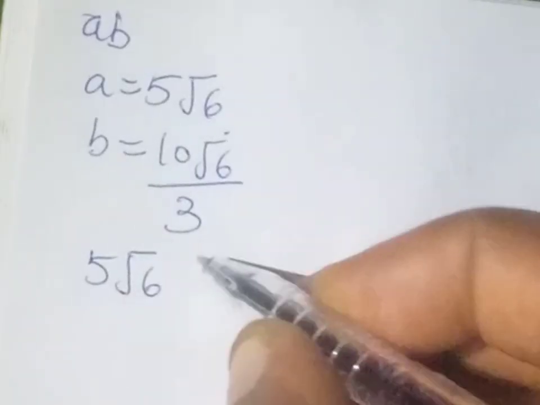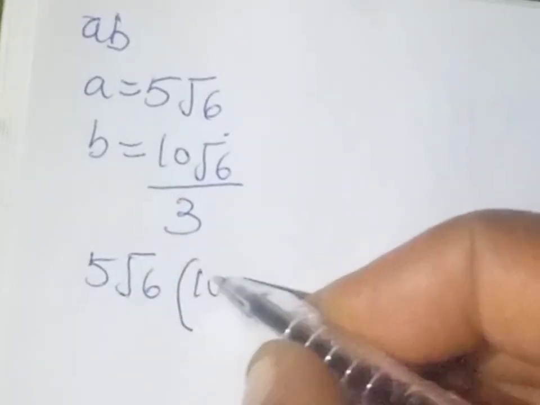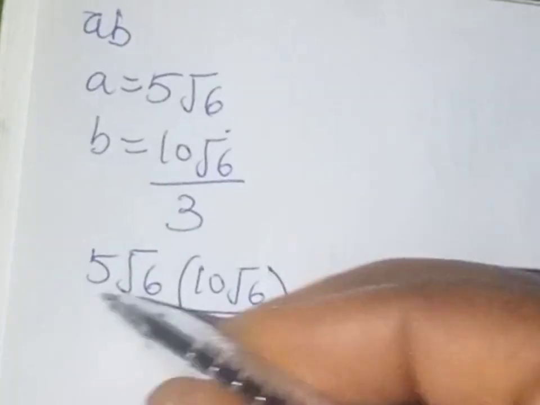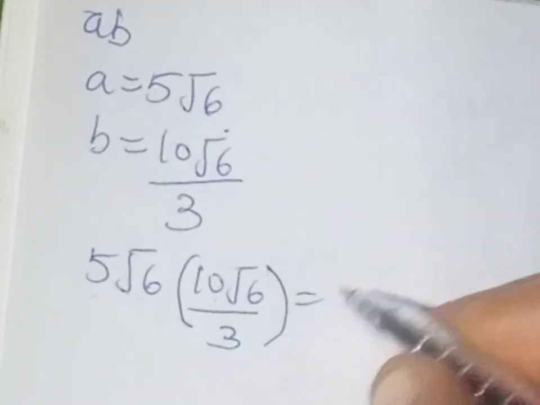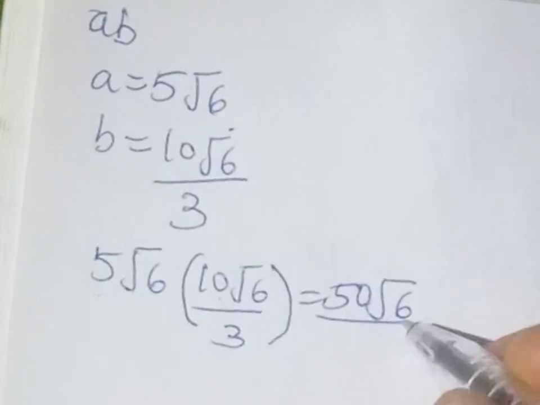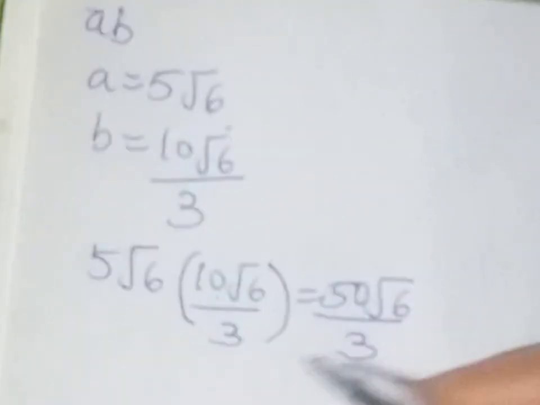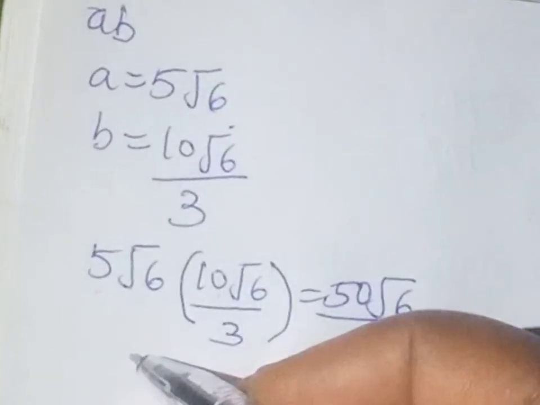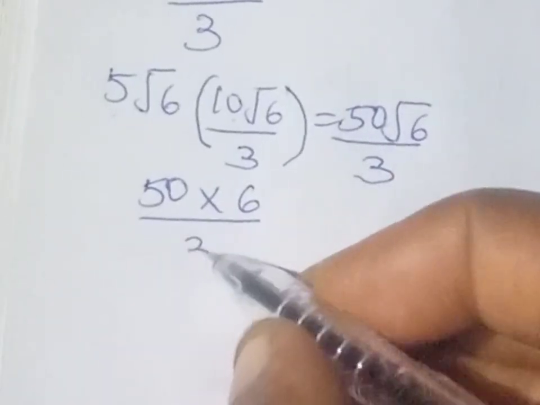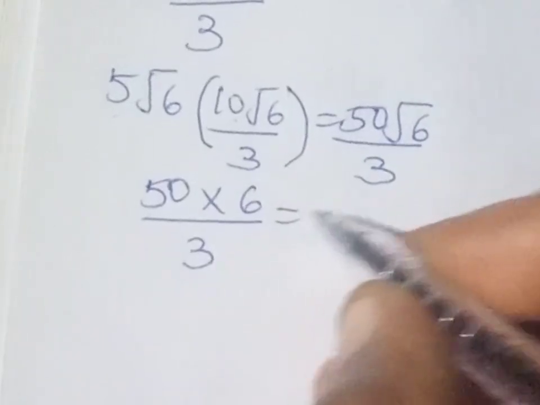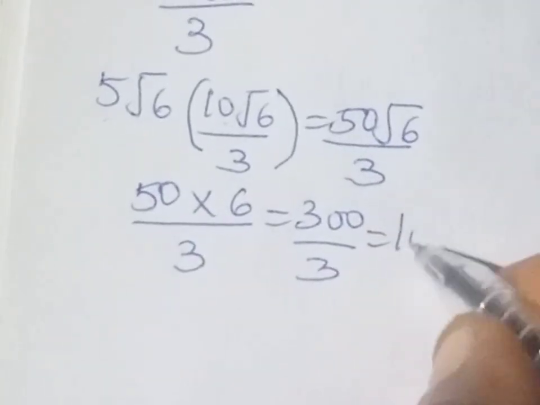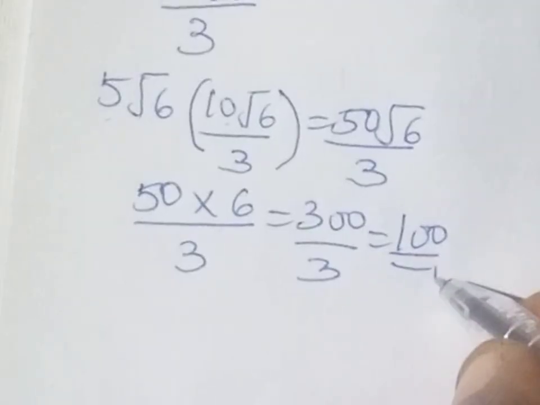5 root 6 multiplied by 10 root 6 divided by 3. 5 times 10 will give us 50. So we have 50 root 6 times root 6 divided by 3, which will give us 50 times 6 divided by 3. 50 times 6 equals 300. 300 divided by 3 will give us 100, which is correct.